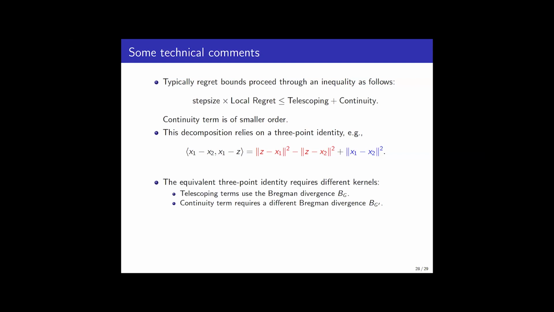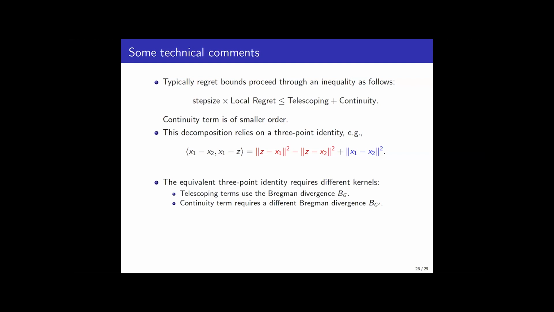So the equivalent sort of identity that we get here, the main difference, I suppose, is that if you look at this sort of an equation, the telescoping part and the continuity part both have the same distance kernel. It's just the Euclidean distance. If you had a different divergence here, it would involve divergence of the same function.